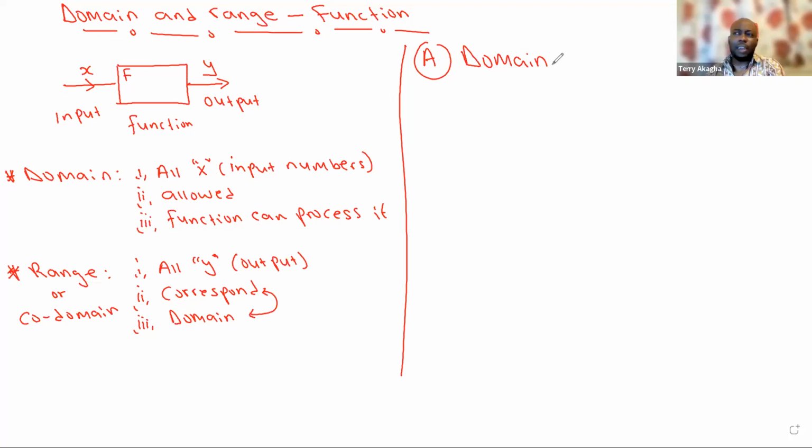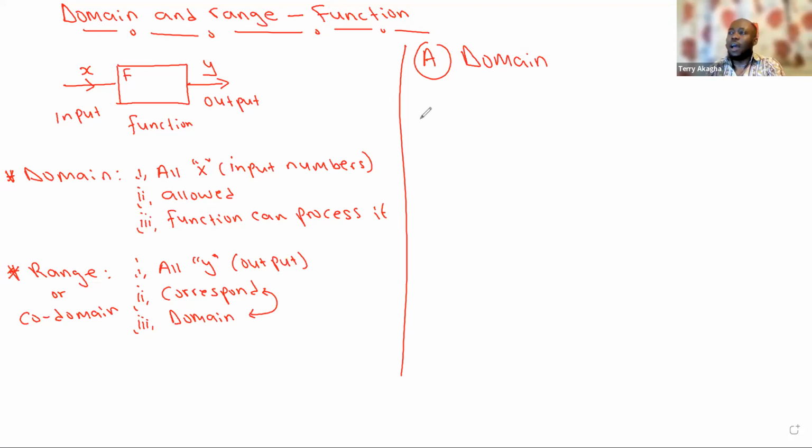I told you already that domain is all the input numbers that are allowed, that the function can process. So when we ask you to find the domain, what we're telling you is that you should find all the values of x that can be plugged in, and the function can process it. That means it's basically all the possible permissible inputs for it.